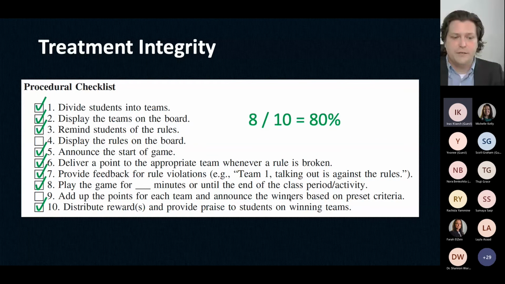If you look at point number 6, deliver a point to the appropriate team when a rule is broken, that is scoring accuracy. So when we look at scoring accuracy, we're only looking at component number 6, and we have no information about whether the other parts of the intervention were implemented.